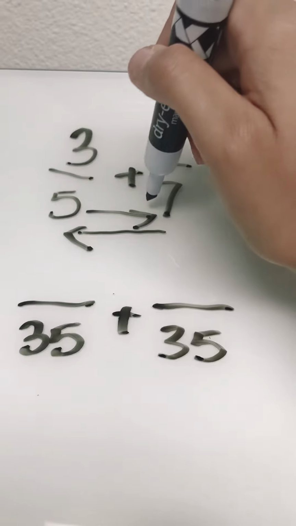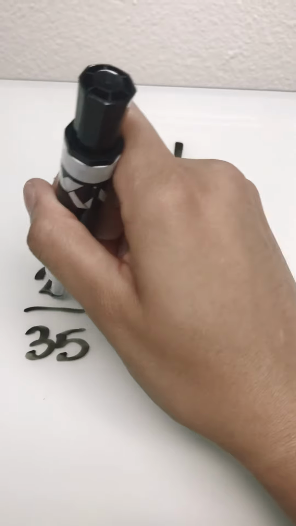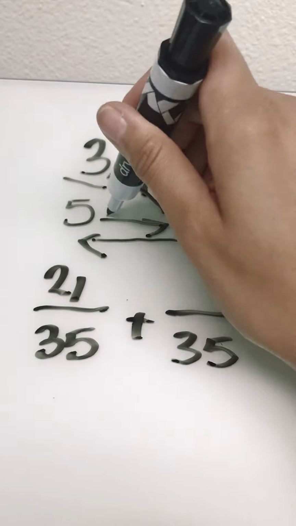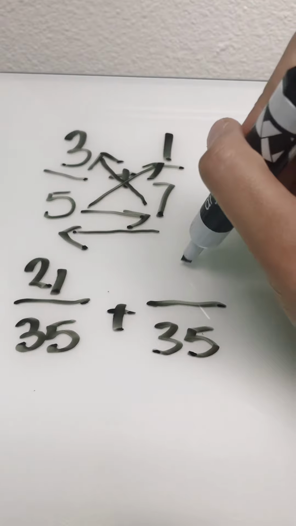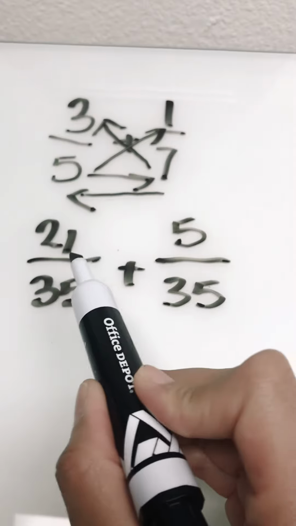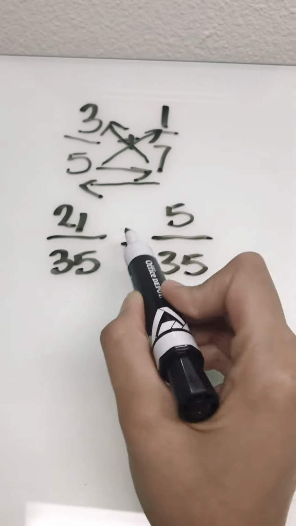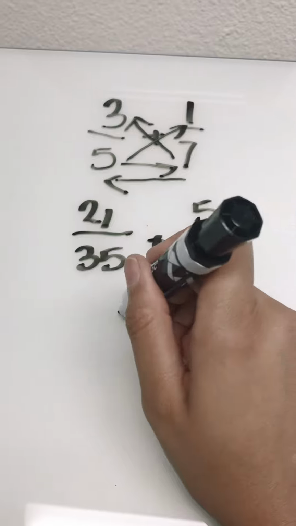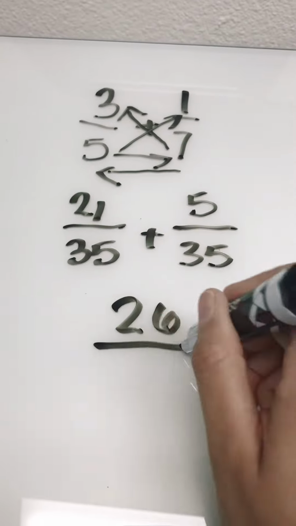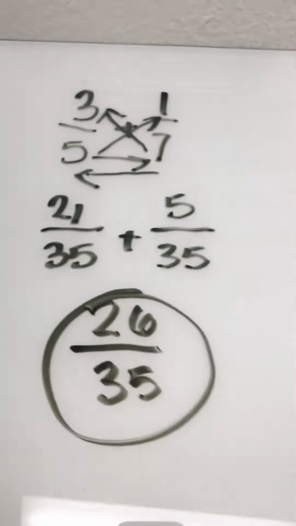Then we multiply across and we say 7 times 3 is 21. And 5 times 1 is 5. And of course, back to the final step where we had before, we simply just add our two numbers. 21 plus 5 is 26/35. There you have it.